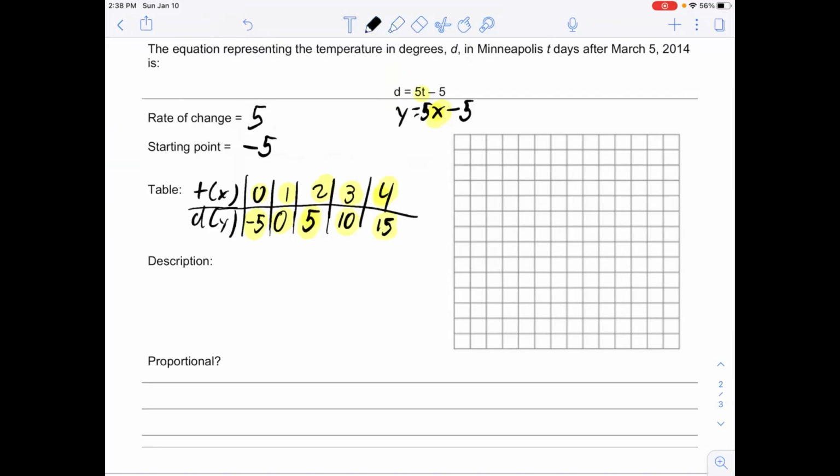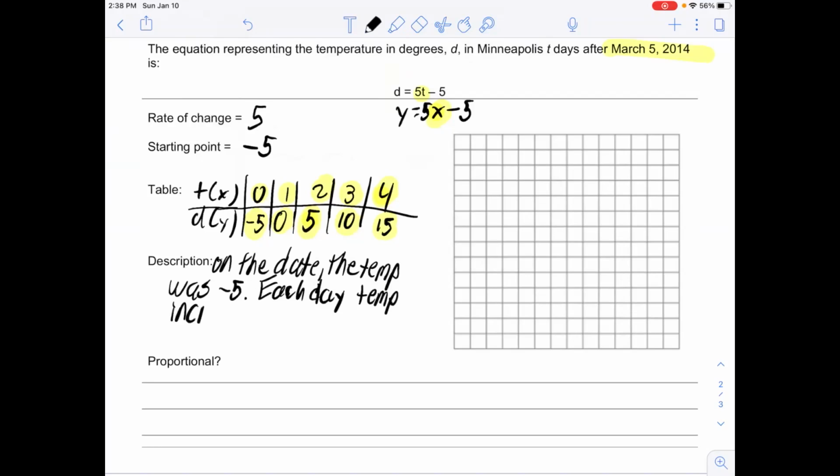So what this means is that on this random date, the temperature was negative 5 degrees. And then each day, the temperature went up. Well, it went up 5 degrees each time. And that's what was happening.